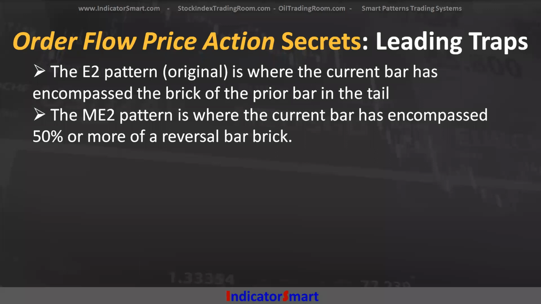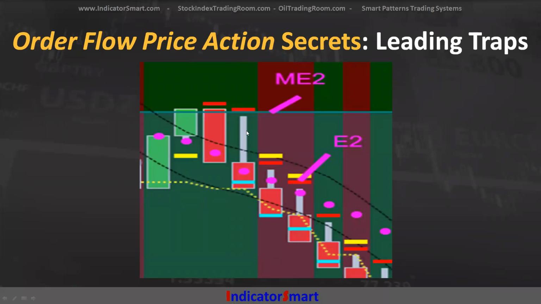And that looks like this. You see this tail right here, Me2. Now see that big tail on that reversal bar? That reversal bar is bigger than the continuation bar. It's a bigger bar, and if it encompasses more than half of it, we call that a Me2. It's an encompassing pattern. That's what the E stands for.